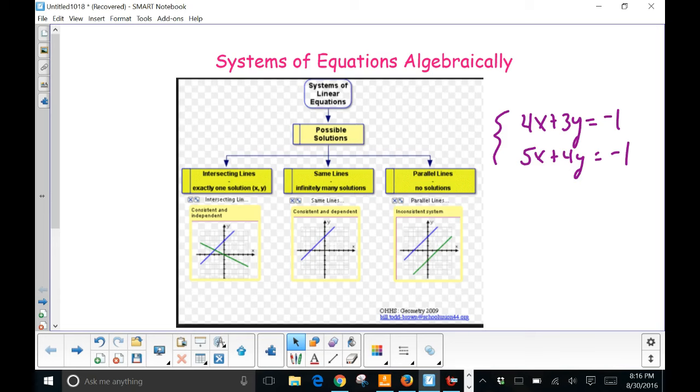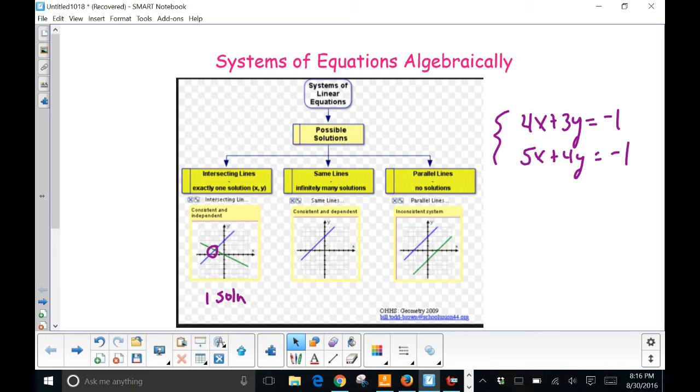The important thing to know when you're trying to solve a system of equations algebraically is the connection to geometry. Each of these is the equation of a line, and the solution is where the two lines intersect, which leads us to three possible scenarios. Scenario 1 is that the two lines intersect in exactly one place, so you get one solution.